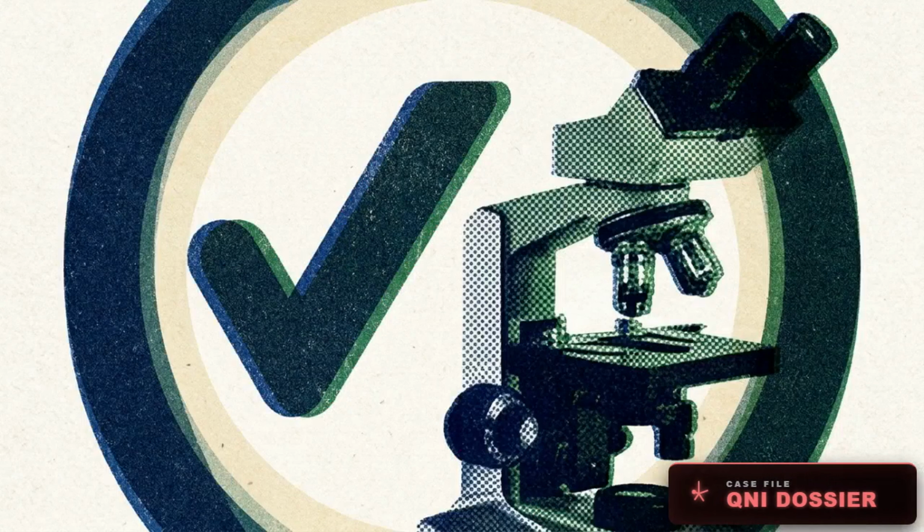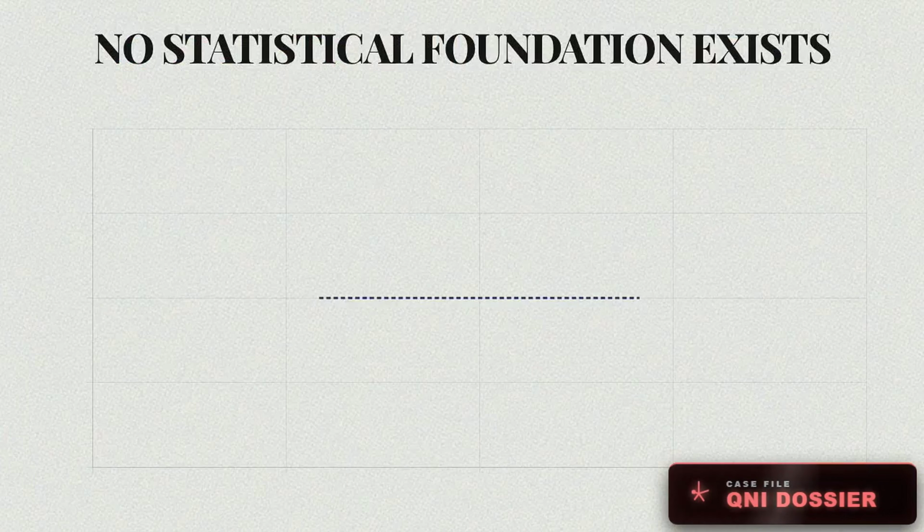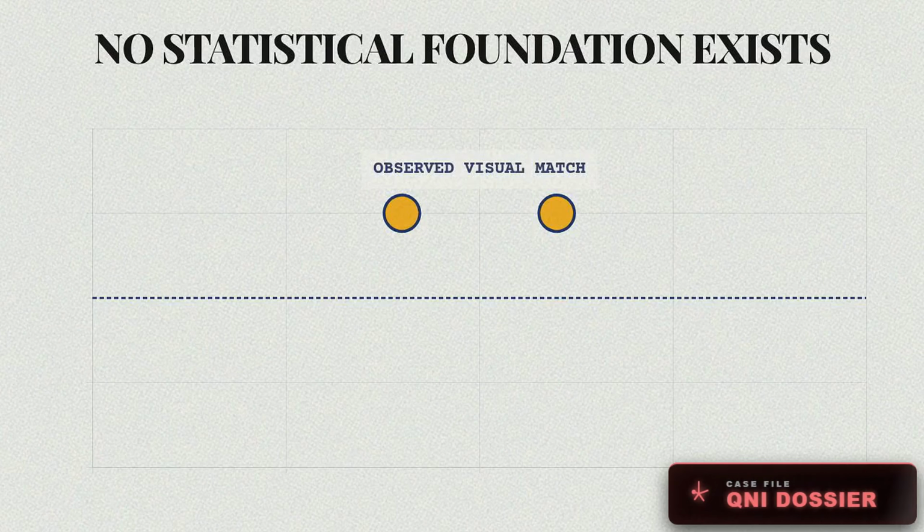Accurately describing visual similarity under a microscope is a valid scientific exercise. Presenting that similarity to a jury as a definitive identification is an unearned leap of logic. To prove a scientific match, you need a statistical foundation. Think of it as a fraction. The numerator, the top number, is the observed visual match between the two samples.